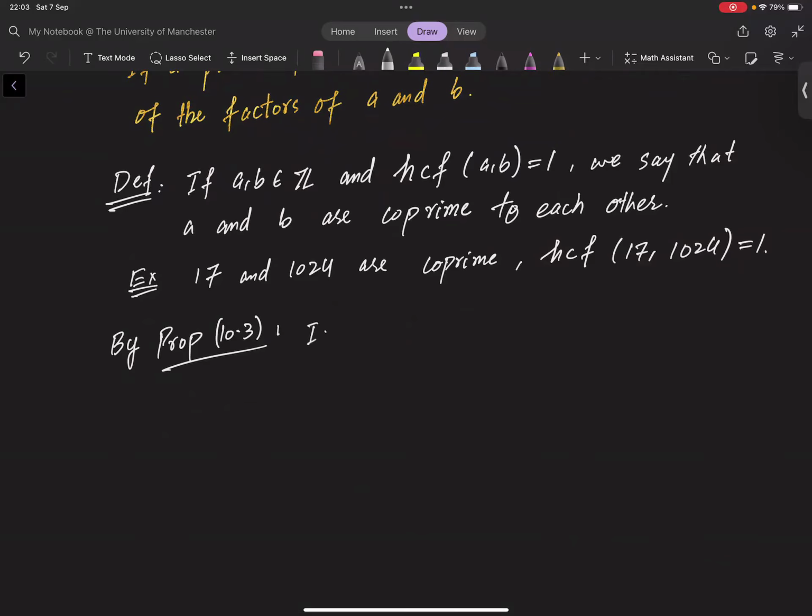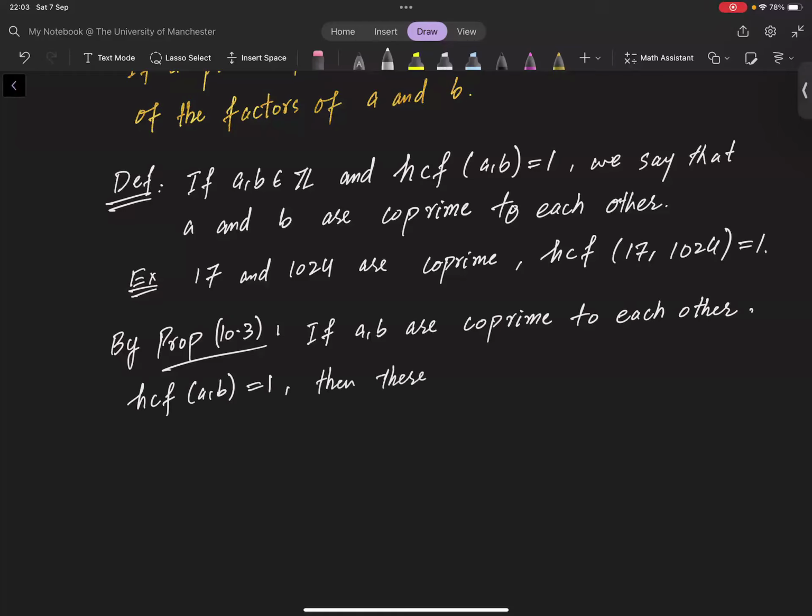So we are saying if A comma B are co-prime to each other, that means their HCF of A comma B is 1, then there are integers S comma T such that 1 can be written as SA plus TB.